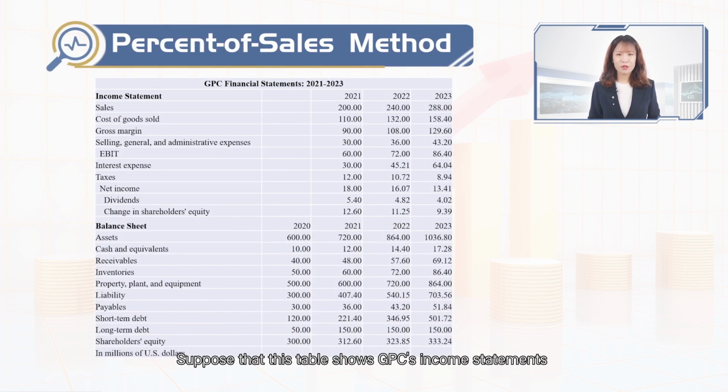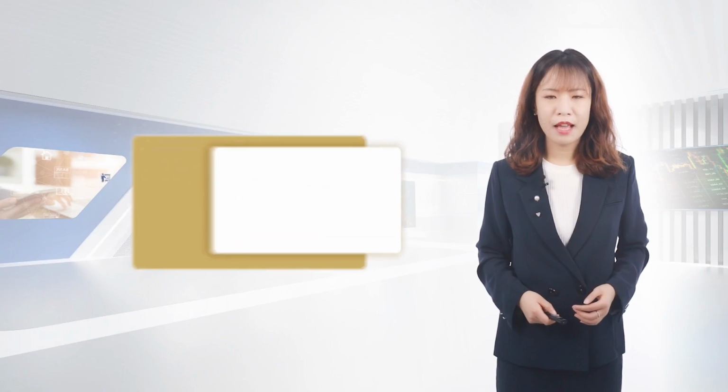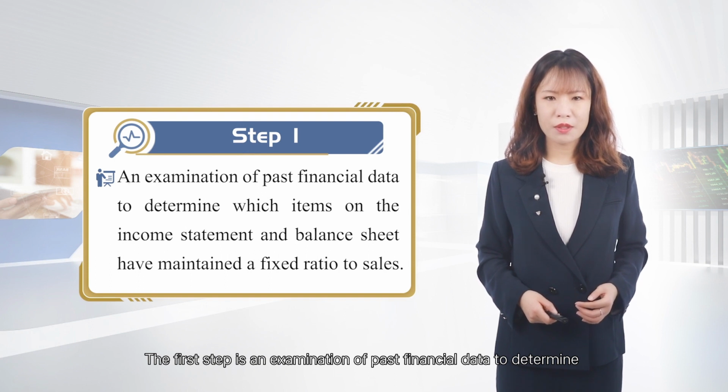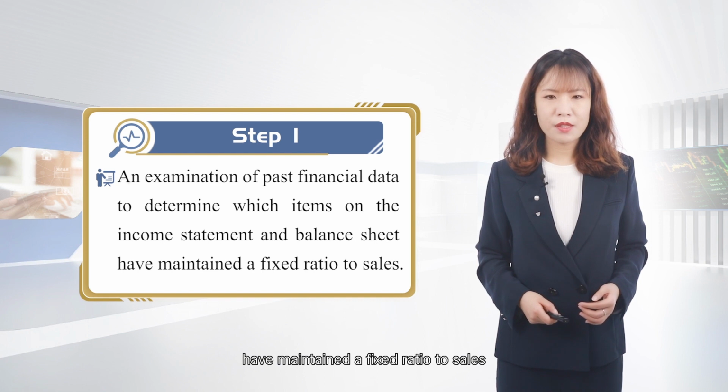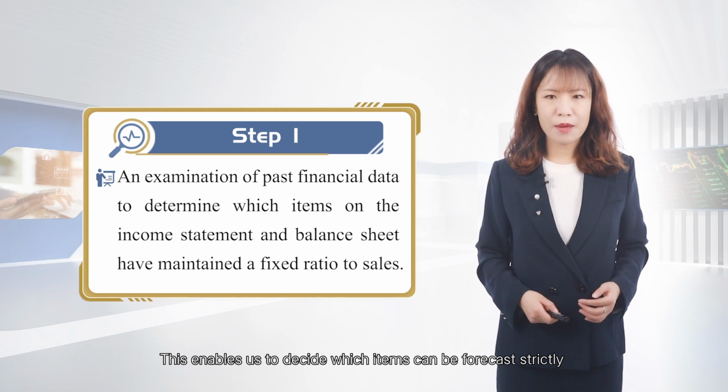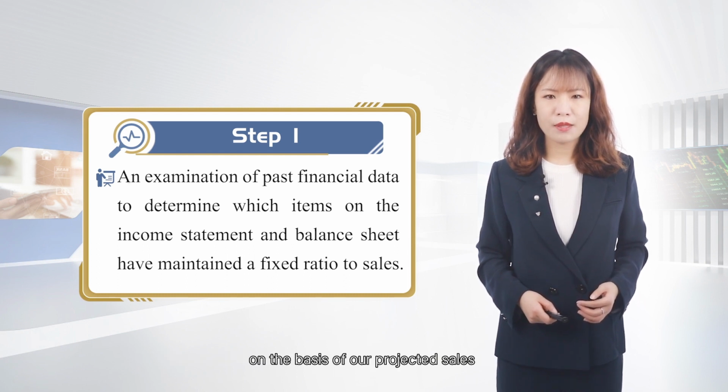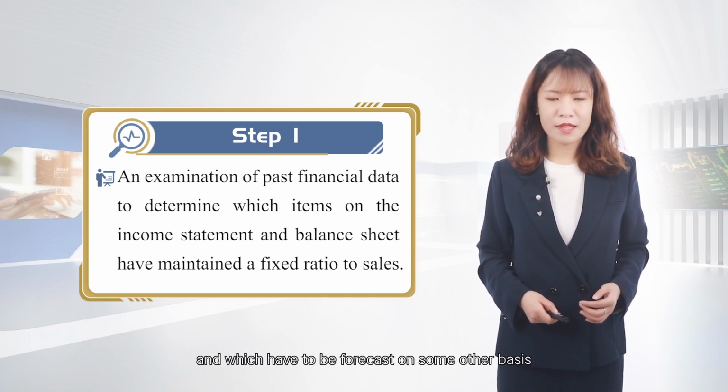Suppose that this table shows GPC's income statements and balance sheets for the 3 years 2021 to 2023. We aim to construct a financial plan for the year 2024. The first step is an examination of past financial data to determine which items on the income statement and balance sheet have maintained a fixed ratio to sales. This enables us to decide which items can be forecast strictly on the basis of our project sales and which have to be forecast on some other basis.